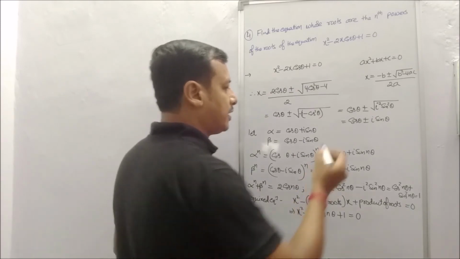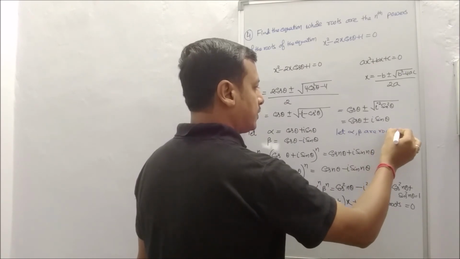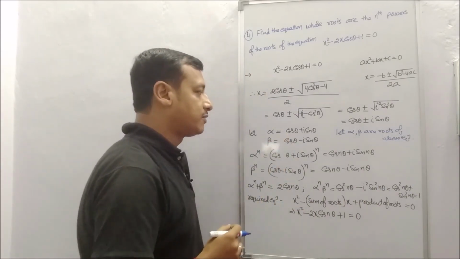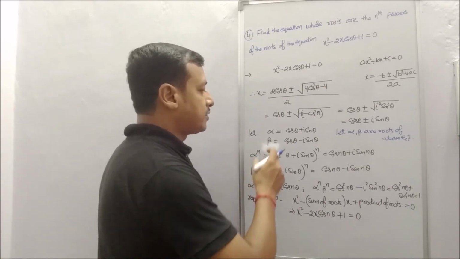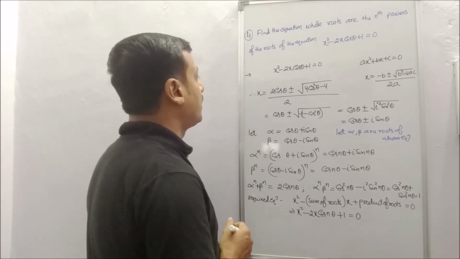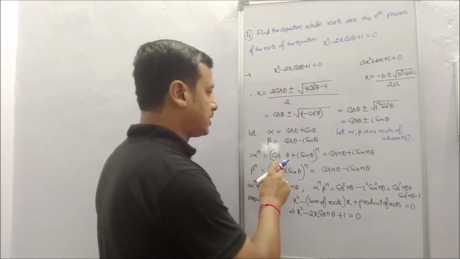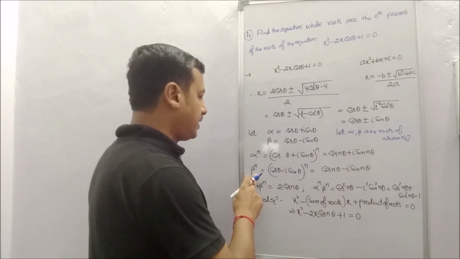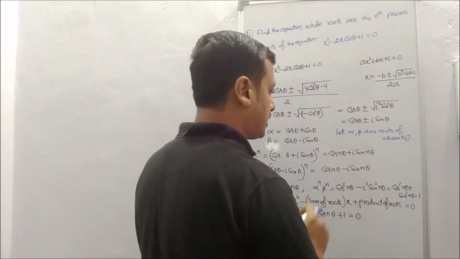Now let alpha and beta be the roots of the given equation. So let alpha be equal to cos theta plus i sin theta, the positive value of x, and beta is the negative value of x, that is cos theta minus i sin theta. Now we have to find the nth power of the roots. So alpha to the power n is cos theta plus i sin theta to the power n, which is equal to cos n theta plus i sin n theta, and beta to the power n is cos theta minus i sin theta to the power n, which is equal to cos n theta minus i sin n theta.